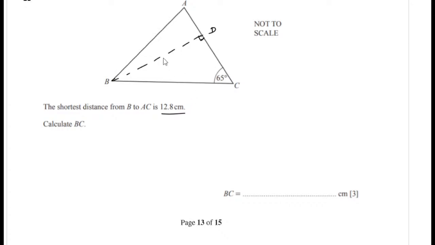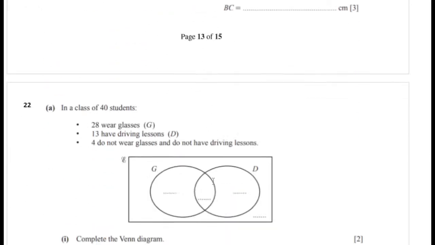Now this shortest distance is given as 12.8. Now I have to find out this BC. So what can we use? We can use the concept of sine. Sine of 65 degree will be your BD, which is 12.8, divided by BC. You solve this particular equation and you will get the value of BC, right?